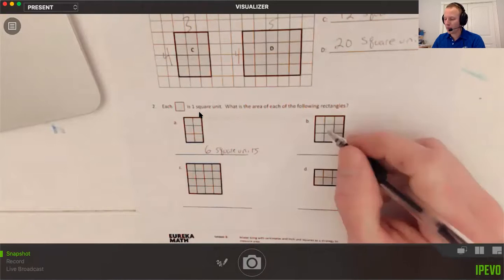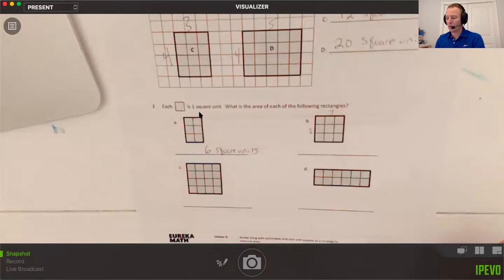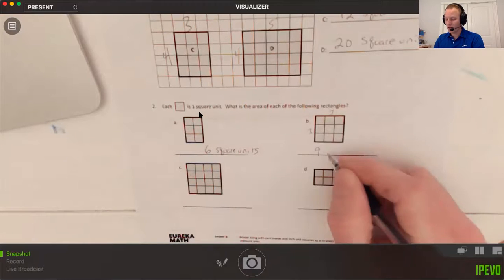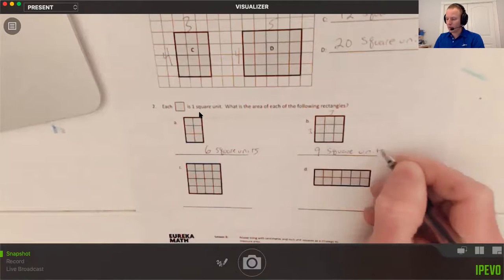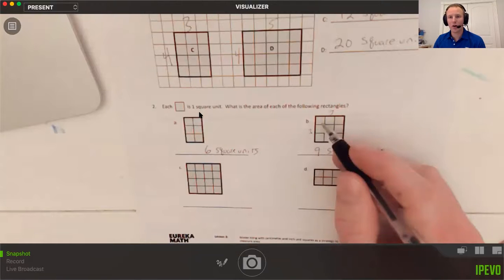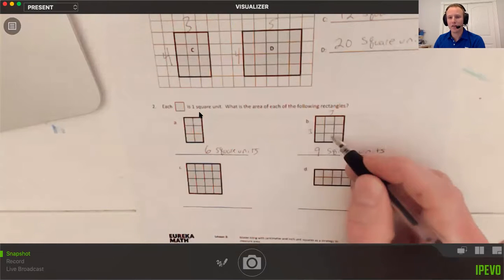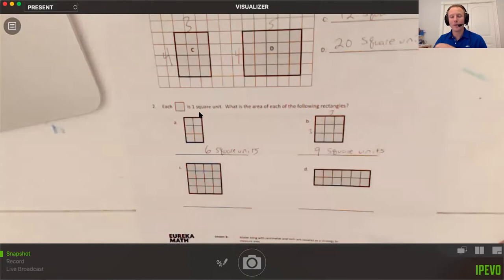The second one, we can see we have 3 rows of 3, right? That's a 3 by 3 array. And so a 3 by 3 array is 9 square units. So when you say square units, really it just means there's 9 squares that are all the same size inside the shape. Good review, the area is a measure of the flat space inside of something.